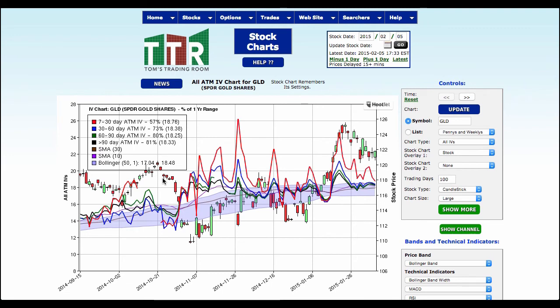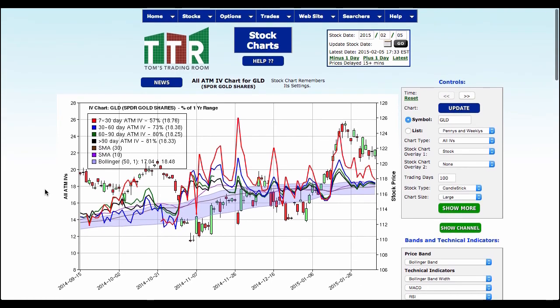So I just wanted to update you on what I think is a really neat thing that you could be doing with any symbol in the Tom's Trading Room universe. Check it out, guys. It's not risk graph overlay. This is stock chart overlay, and you can overlay tons of different things out here.